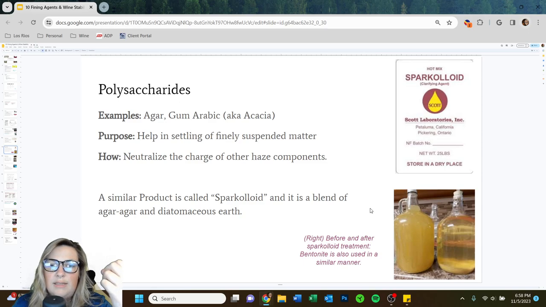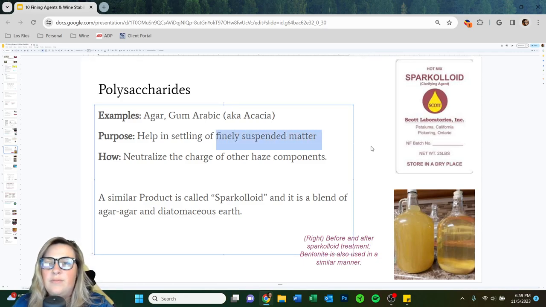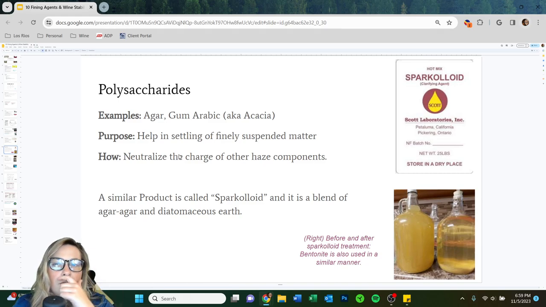So this is the other situation where it gets this haze, but this is something else you can use to help settle finely suspended matter in your juice or wine. A product that's very commonly used is called Sparkolloid. It's a clarifying agent, and it can be composed of agar or gum arabic, which is also known as acacia. So there you go.